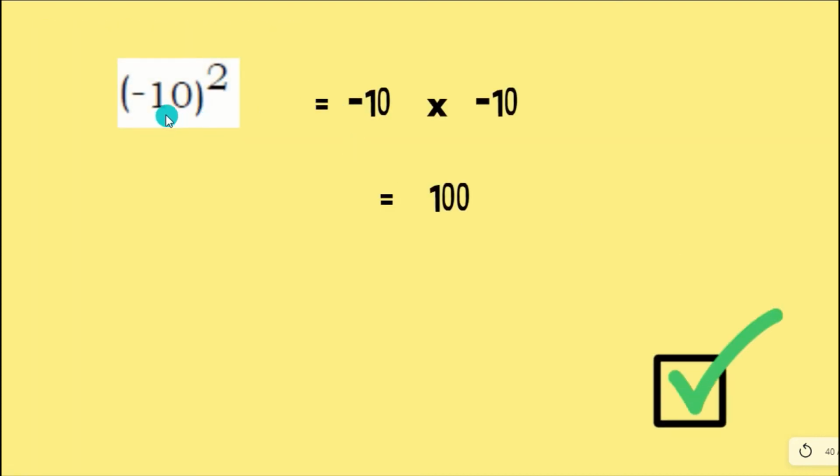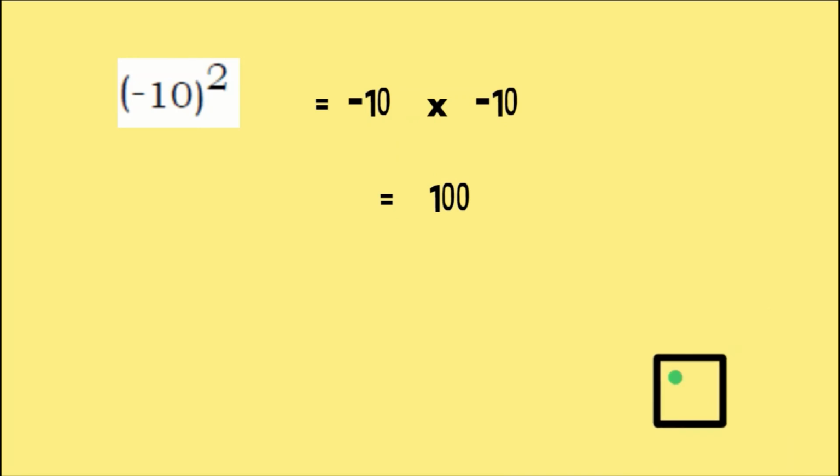So negative 10 times negative 10, as we have discussed earlier, negative times negative equals positive. So the answer is 100.